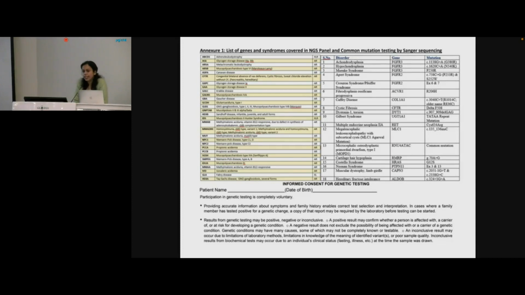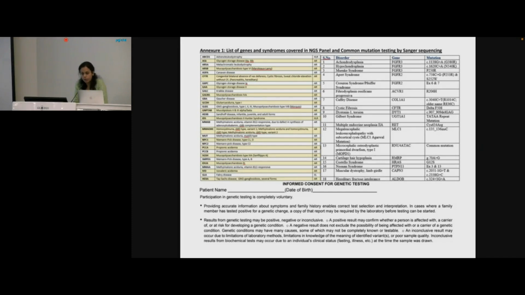If you are getting a variant of uncertain significance, it means there is limited information about that particular variant, or this variant is not reported anywhere in the database or the literature. Then you need to see if you are getting some homozygous variant. So there are certain ways.